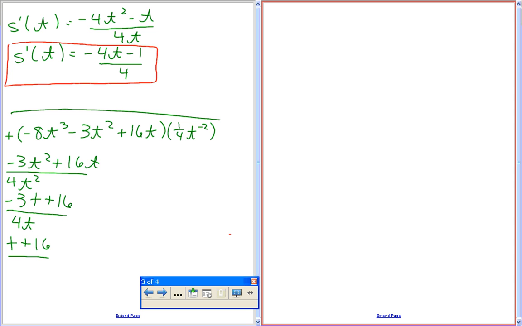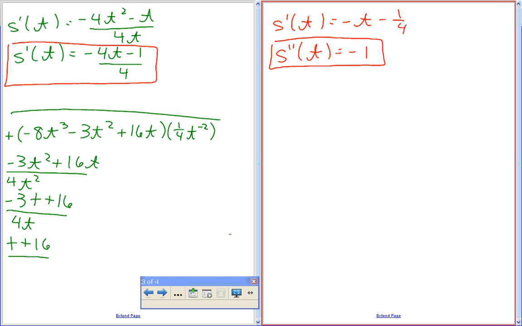Okay. S double prime of t is just going to be what? I'm going to do actually what Sarah suggested there. Sarah said change s prime of t to be negative t minus 1/4, and therefore s double prime of t is just negative 1. This is another example in calculus where if you simplify things, it makes your life really, really easy on this question.